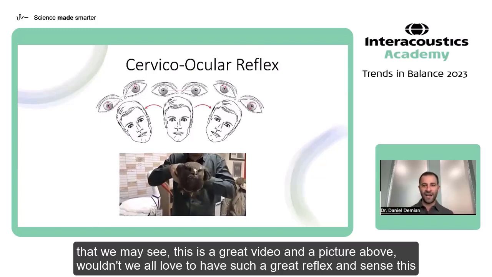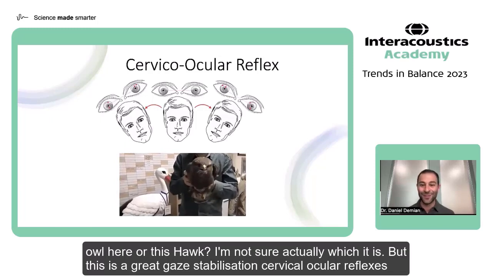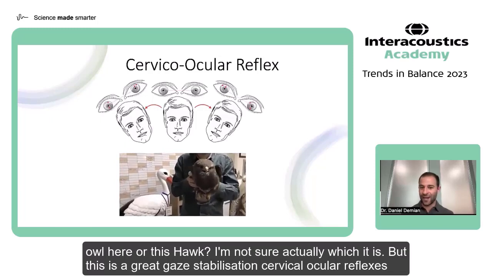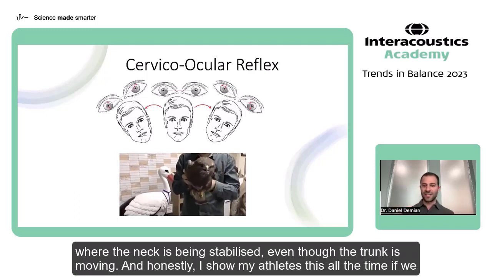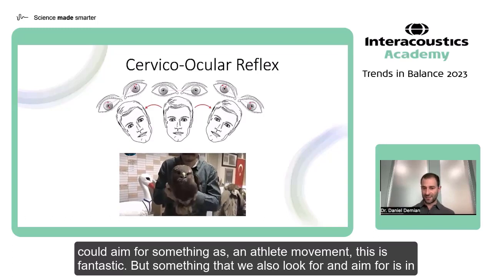Wouldn't we all love to have such great reflexes as this owl here or this hawk? I'm not sure actually which it is, but this is a great gaze stabilization in cervical-ocular reflexes where the neck is being stabilized even though the trunk is moving. And honestly, I show my athletes this all the time. If we could aim for something as an athlete in movement, this is fantastic.